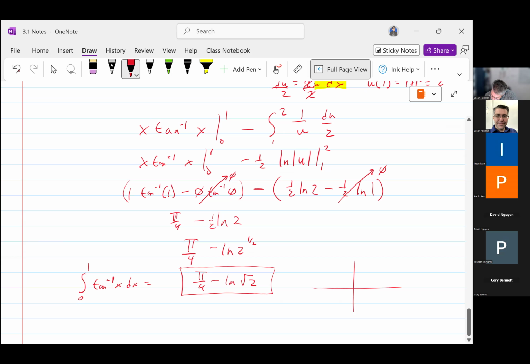And again, what are we doing? We're integrating from 0 to 1 this inverse tangent function, right? We're finding the area under that curve, as this thing goes to pi over 2.